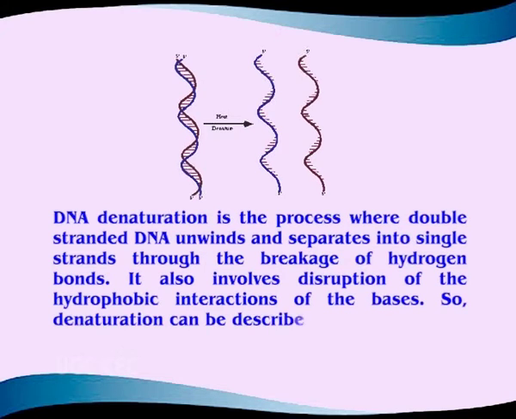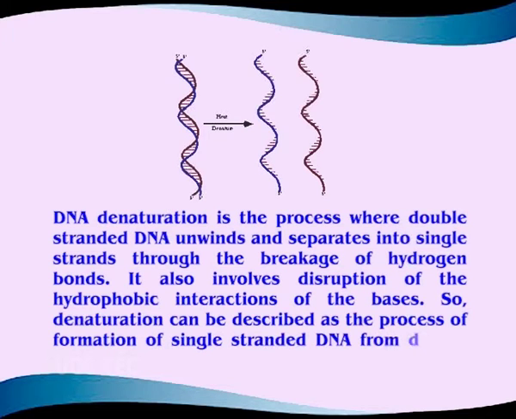So, denaturation can be described as a process of formation of single-stranded DNA from double-stranded helical DNA. DNA denaturation may be induced by high temperature or by applying some chemicals such as urea and formamide. Biologically induced denaturation is observed during DNA replication and transcription.